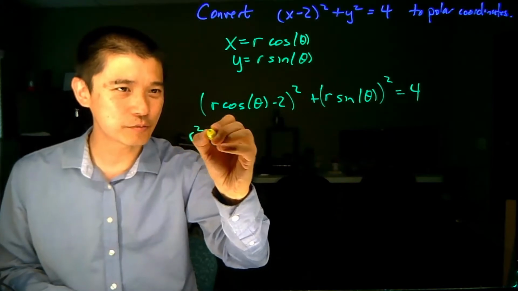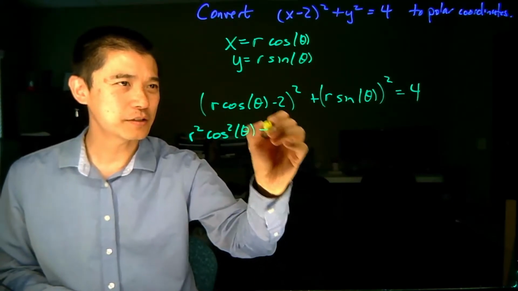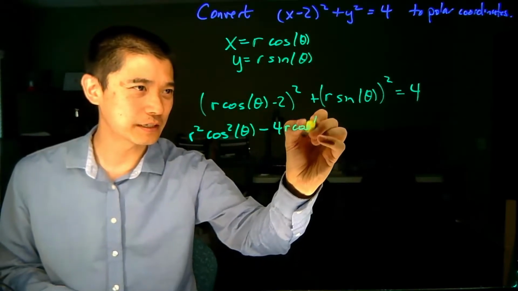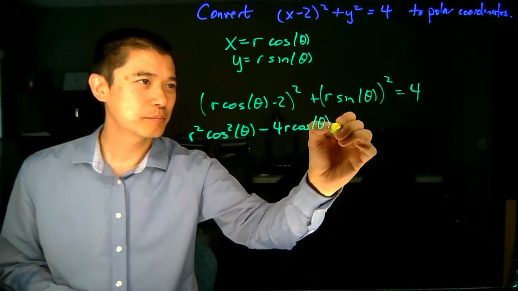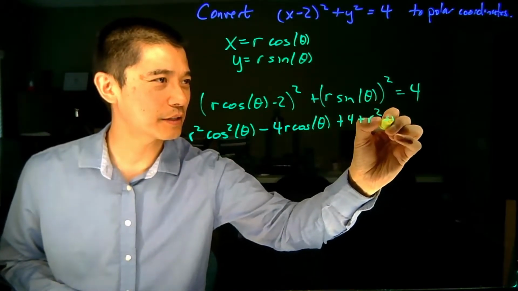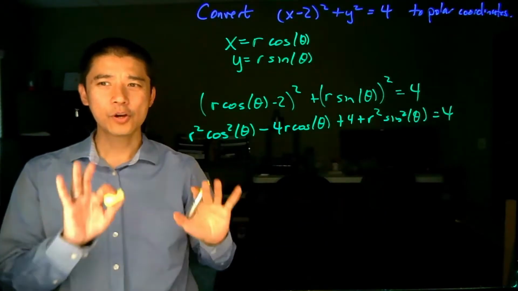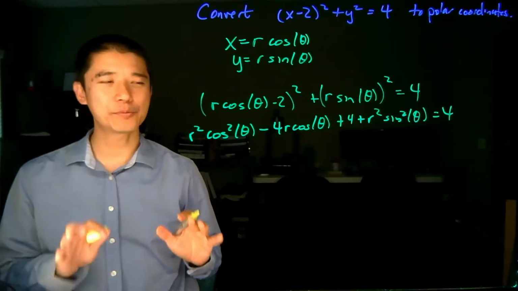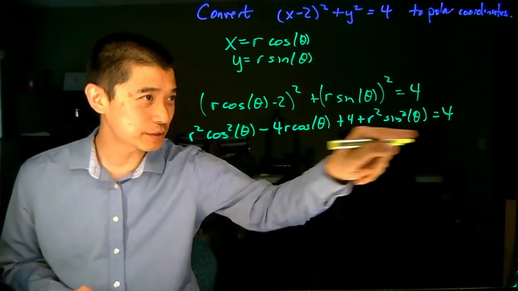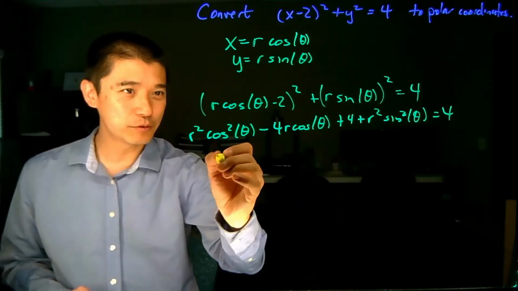So it's going to be r squared cosine squared theta minus 2ab. So 2 times 2 is 4, 4r cosine of theta, plus 4. And then this is plus r squared sine squared theta is equal to 4. Once we get to this point, we have to let our algebra instincts take over. We have a 4 and a 4 here, so we can subtract 4 from both sides, and those will cancel out. And let's move these two terms together.